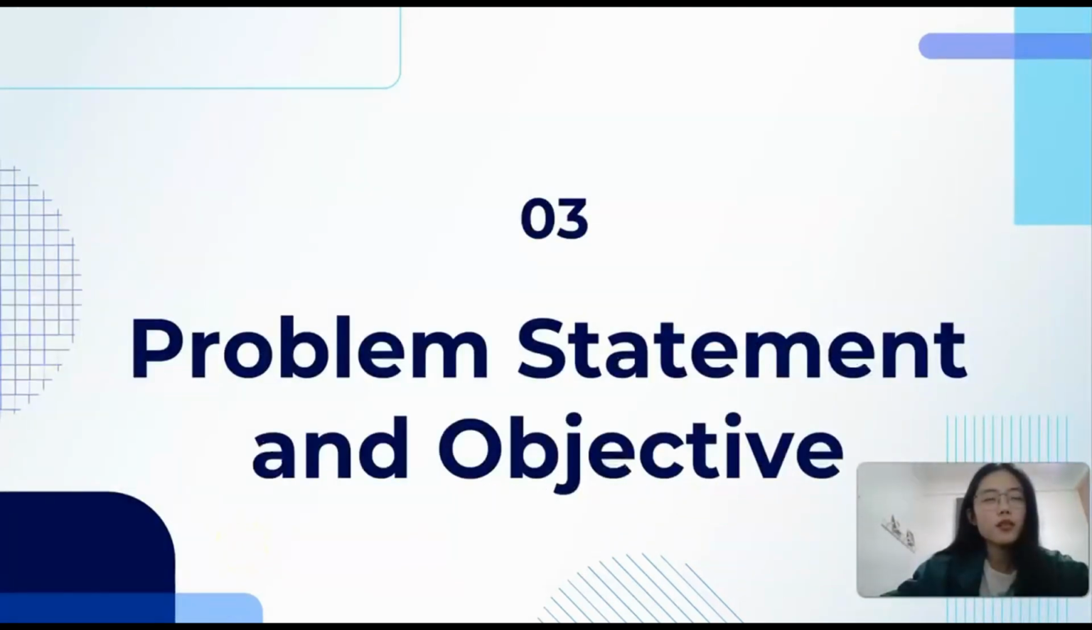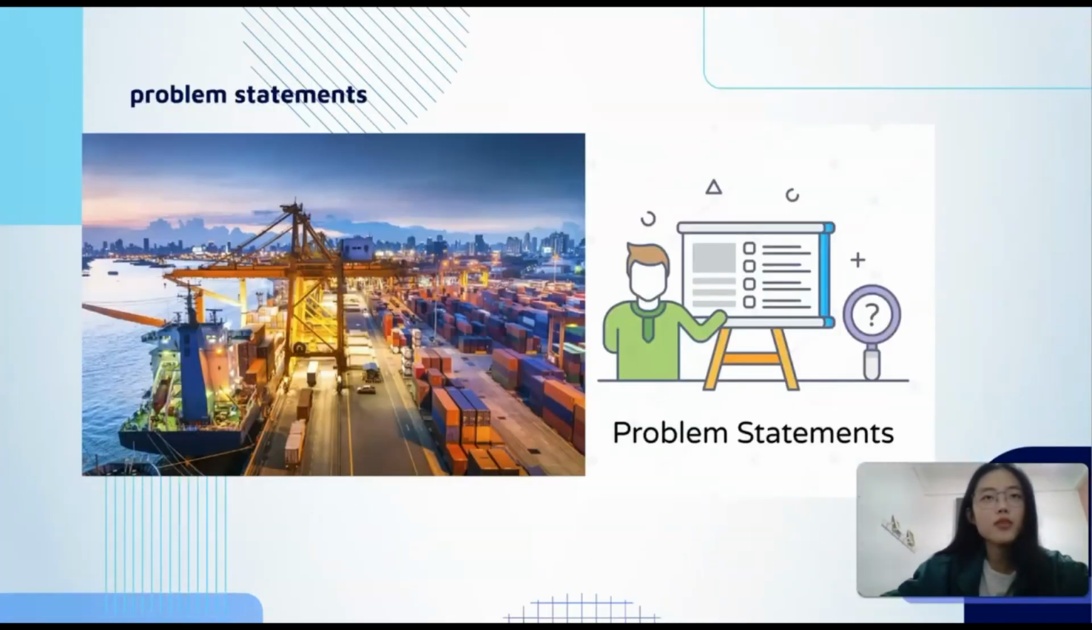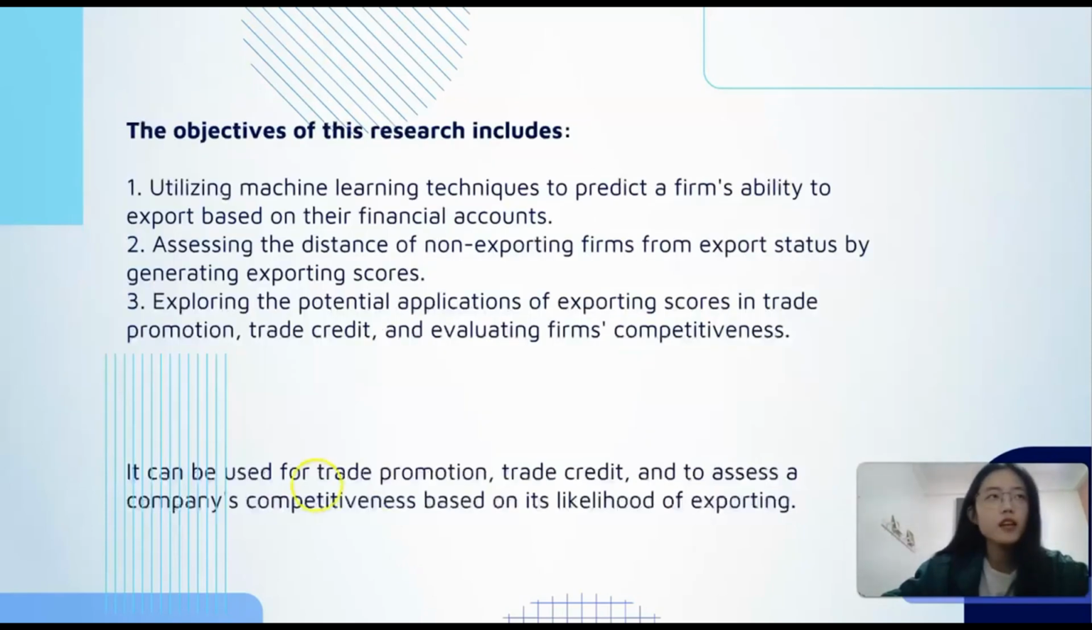The third part is about problem statements and objectives. Accurately identifying firms with potential to export is crucial for trade promotion, trade credit assignment, and overall economic growth. Traditional evaluation methods may be limited in their predictive power. Therefore, there is a need for a more robust and accurate approach to predict firms' ability to export based on their financial accounts. The objectives of this research include those three aspects. The study also aims to handle the case of discontinuous exporters and ensure robustness to changes in exporter definitions and different training strategies.